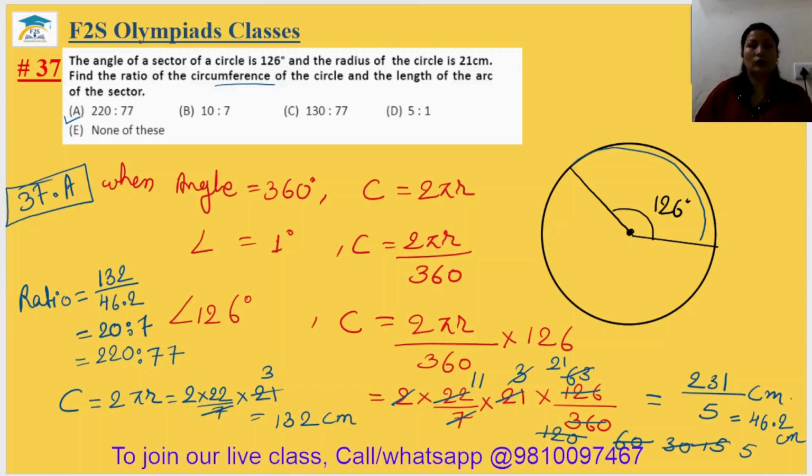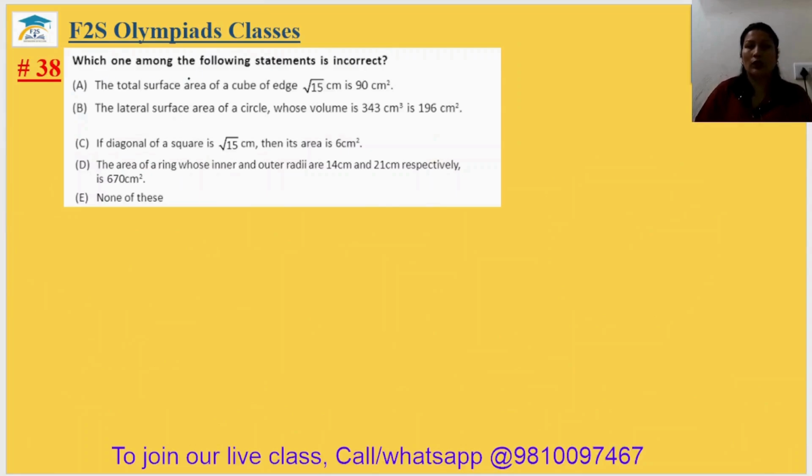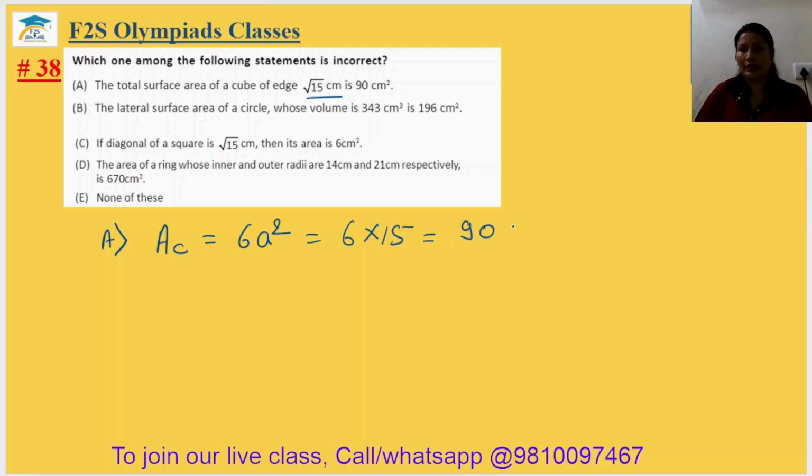Okay. Come to question number 38. Which one of the following statements is incorrect? Option A: the total surface area of a cube of edge root 15 is 90 centimeter square. Let's check A. Total surface area of a cube is equal to 6A square. A is given root 15, so that is 6 multiplied by 15. Root 15 square is 15 only, so that is 90 centimeter square. So it is correct.